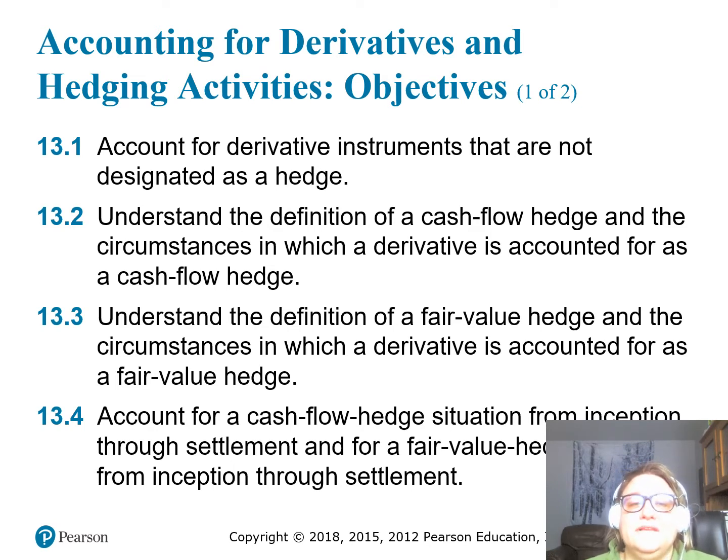So, the first thing we're going to do is talk about derivative instruments, talk about the cash flow hedge, look at how we would hedge for cash flow, if it's accounted for as a cash flow hedge. And again, that is kind of speaking to that whole foreign currency item. We're going to look at the definition of a fair value hedge and the circumstances in which a derivative is accounted for at fair value. So as things are going, we're going to be walking towards the fair value. And then we're going to account for the cash flow hedge from inception to settlement. So that'll be our last little objective.